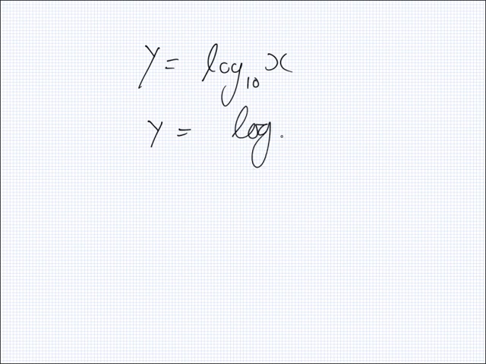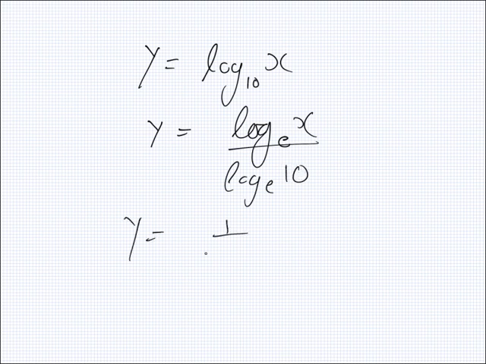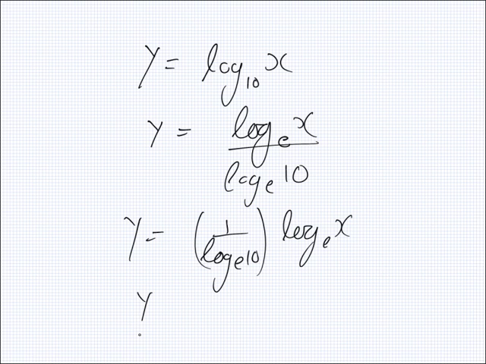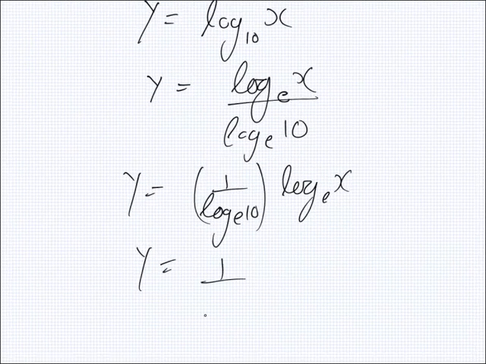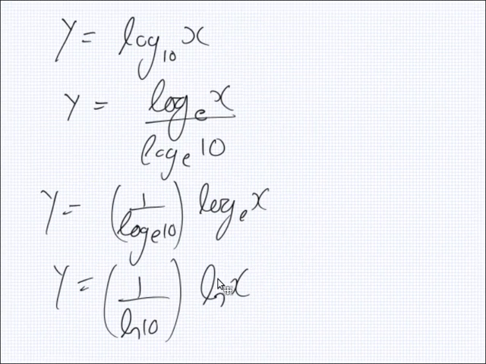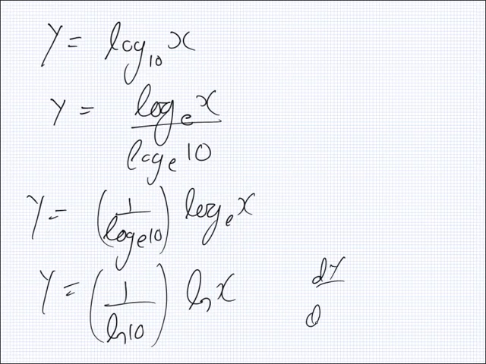This becomes log base e of x over log base e of 10. Or to be extra clear, that's 1 over log base e of 10 times log base e of x, or to be super, super clear, that's 1 over ln 10 times ln x. And now the derivative will be 1 over ln 10 times 1 over x.